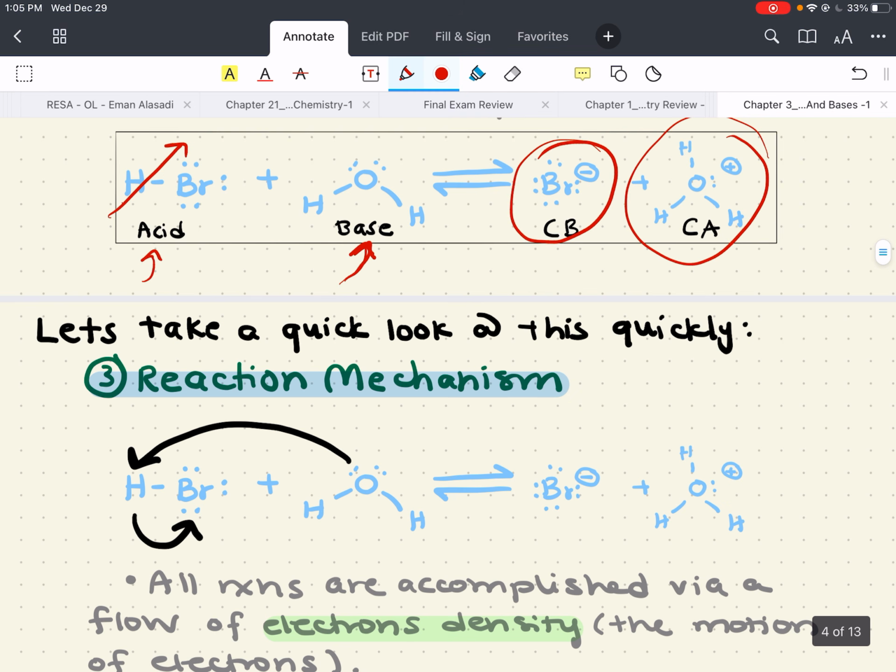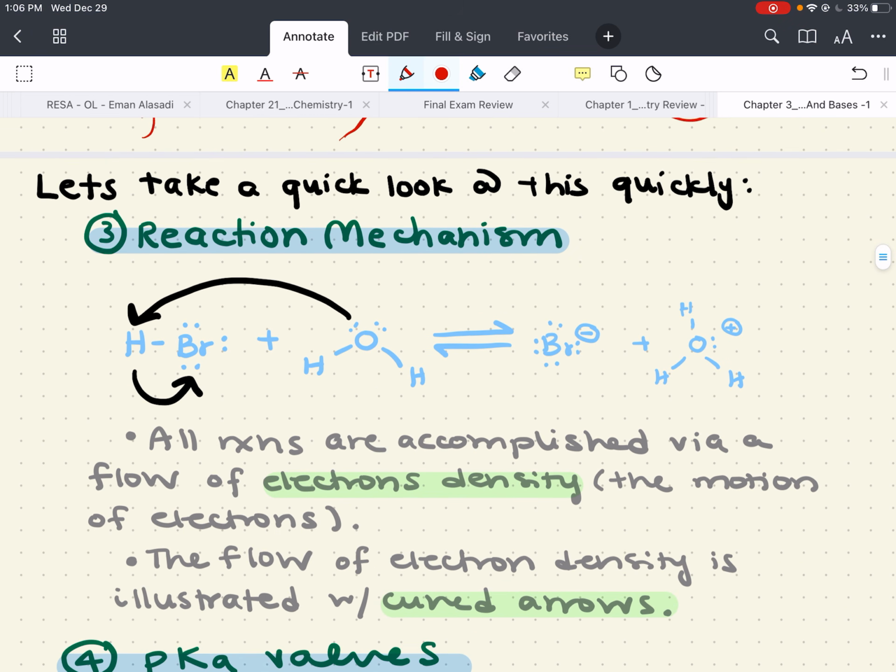Now, we can observe acid-base and conjugate base best through a reaction mechanism. All reactions are accomplished via the flow of electron density, so the motion of electrons. And this flow of electron density is illustrated through curved arrows. The arrows are going to show the reaction mechanism to pretty much show you how the reaction occurs in terms of the motion of electrons.